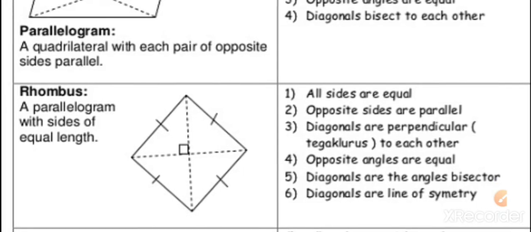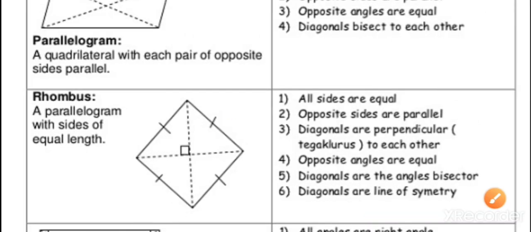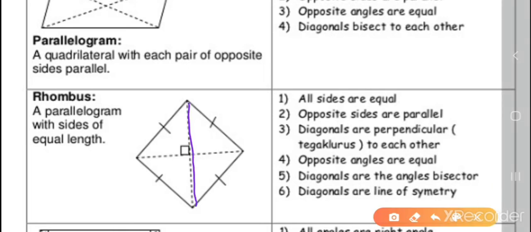The properties of rhombus: all sides will be equal. Opposite sides are parallel. Opposite sides will be parallel to each other. Okay. Diagonals are perpendicular to each other. That means here is a diagonal and this is the diagonal. When they intersect, the angle formed will be 90 degrees. That is perpendicular. This is the property of rhombus. Keep in mind.